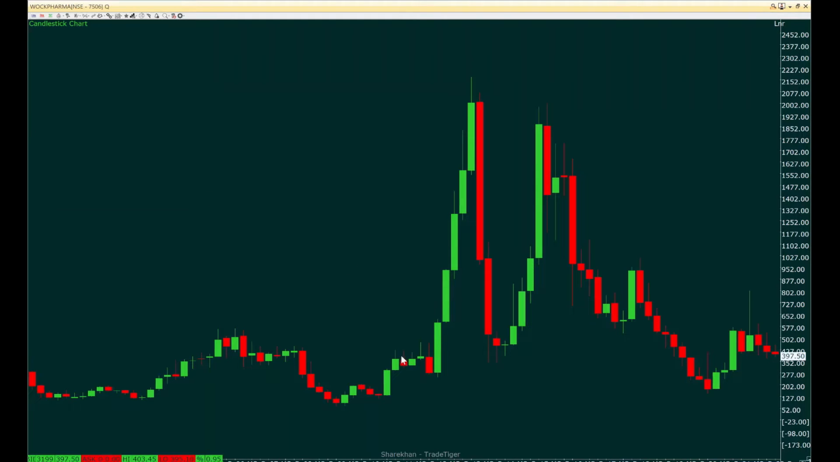So it is a pharma company, and what we can see in the quarterly chart is that there was a significant movement in price, where the peak was around 2173, and the current trading price is around 400. So that's a significant fall from the highest it ever had. Now let's look into the structure of it.